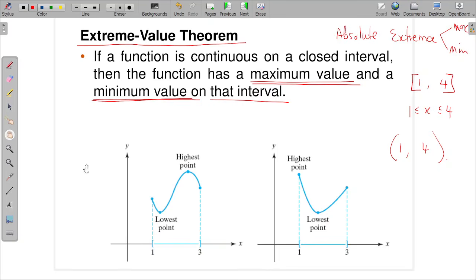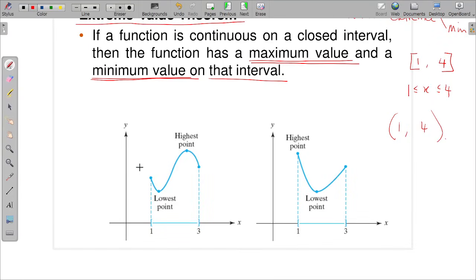Let's take this graph. You discover that this is closed. Closed means it's shaded, don't forget that. Then this is the lowest point in this function, and this is the highest point. So this is the highest value, the maximum value, and this is the lowest value, the minimum value. The same thing here in a closed interval: we will have the maximum there, and the minimum there.